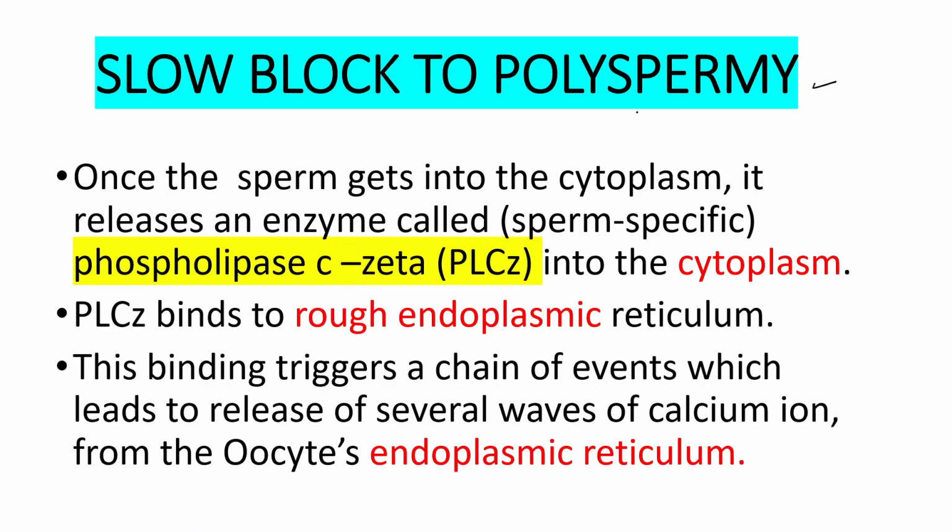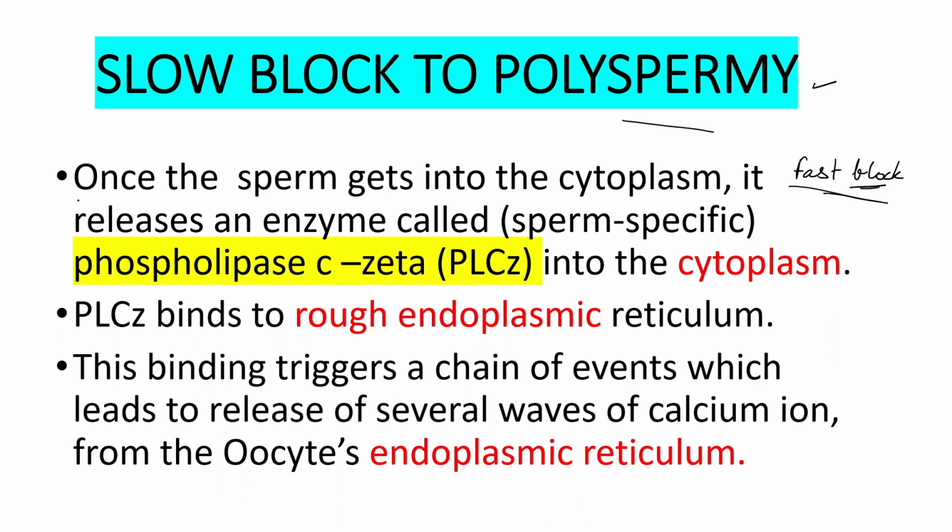Today we are going to study about the slow block to polyspermy. Now what is slow block to polyspermy? Once the fast block has happened, that means depolarization has occurred. Now what? Fast block of polyspermy lasts only for some seconds. It can't hold everything. So we need a permanent solution so that the situation of polyspermy, that means entrance of more than one sperm, is prohibited. Right? So in this case, what all steps are happening?